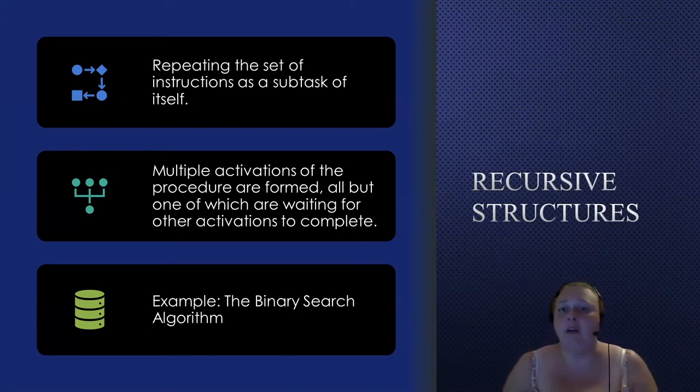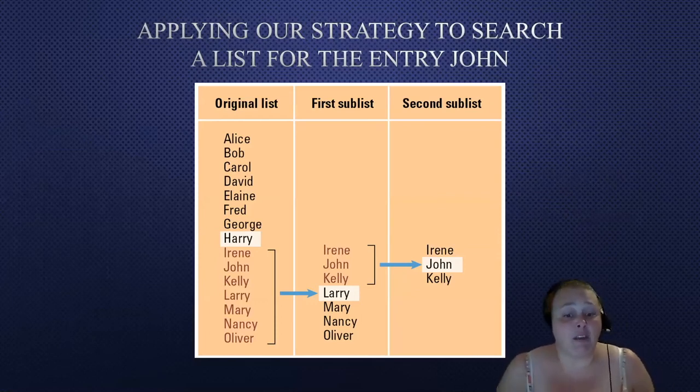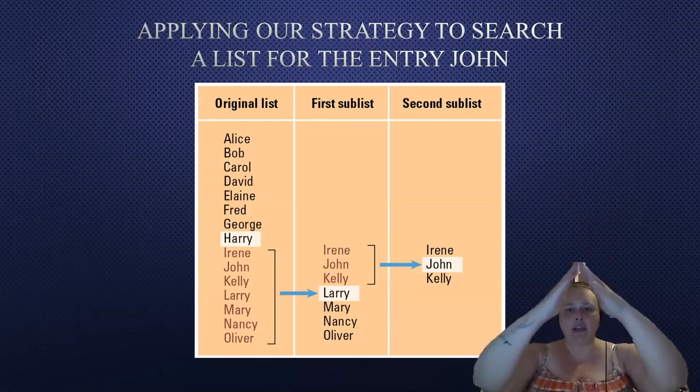The example that we're going to look at real quick here is a binary search algorithm. Now, applying our strategy, say we have an original list of a bunch of names and we want to find a specific name. What we can do is break it up into a sublist. This is more of a tree structure.